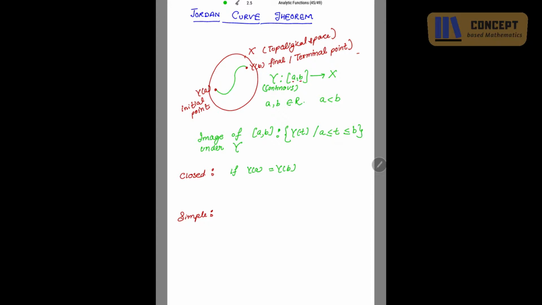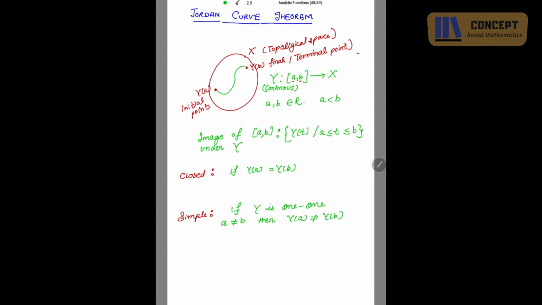Now the curve is said to be simple if gamma is one-one. What is a one-one function? If we take two distinct points, then the value at one point, gamma of a, should not be equal to gamma of b. Then your curve is said to be a simple curve.